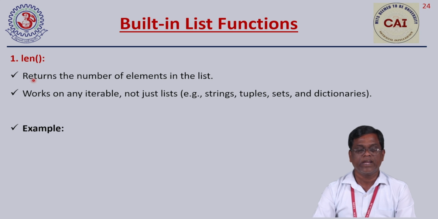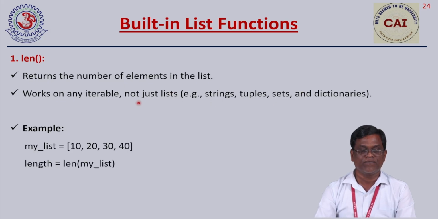This length function works on any type of iterable object, like string, tuple, sets, dictionaries, or this list. Here is the example. I created the list with values 10, 20, 30, 40. If I give the length of that list, we have 4 values, 10, 20, 30, 40, so it will return the value 4.